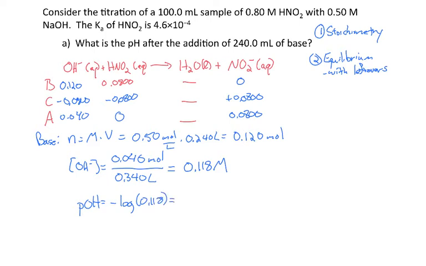And so my pOH comes out to be 0.929. And then I know that pH plus pOH is equal to 14. So the pH is 14 minus the pOH. And so I get a pH of 13.071.